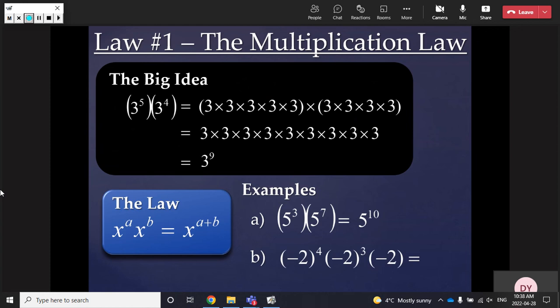How about this one? Negative 2. Now, whoa. Be careful with this one. This one's a little bit tricky. We have negative 2 to the exponent 4 times negative 2 to the exponent 3 times negative 2. Nathan, what do you got? To the exponent 8. Yeah, think about that. He's absolutely right. Negative 2 to the exponent 8. Now, hold on. How come this is the right answer? Because, yeah, Quinn.